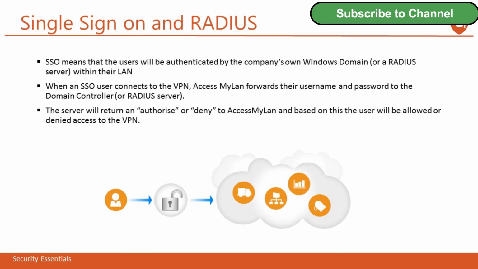Next, we have single sign-on and RADIUS. Single sign-on means the user will be authenticated by the company's own Windows domain or RADIUS server within the LAN. When an SSO user connects to the VPN, Access My LAN forwards their username and password to the domain or RADIUS server. The server will return an authorize or deny command to Access My LAN, and based on this, the user will be allowed or denied access to the VPN.